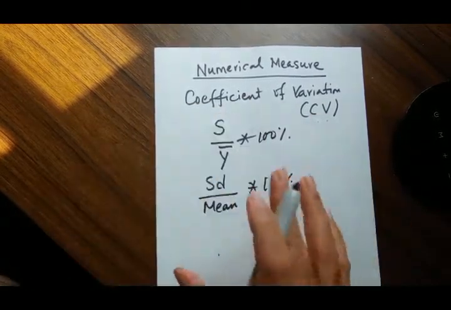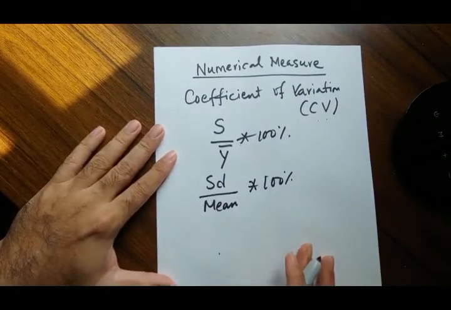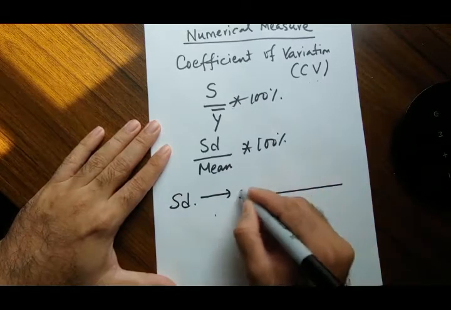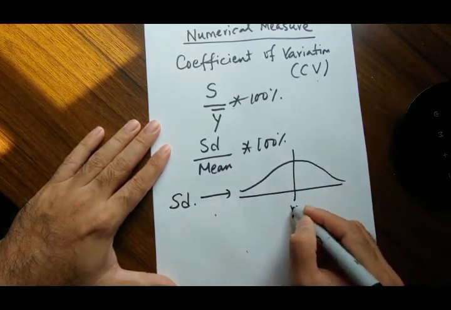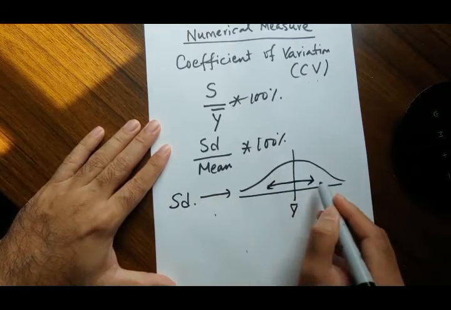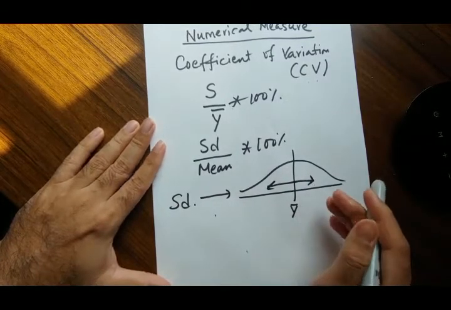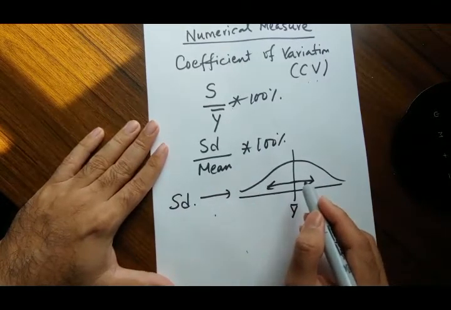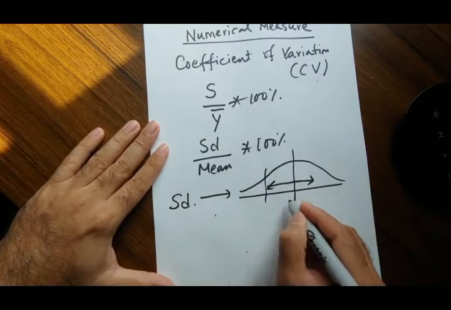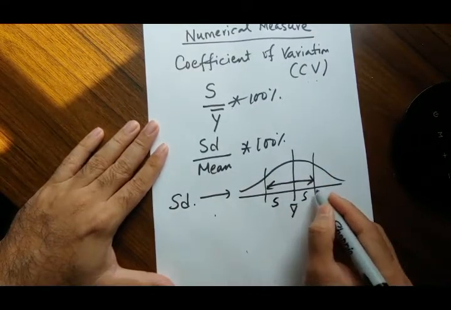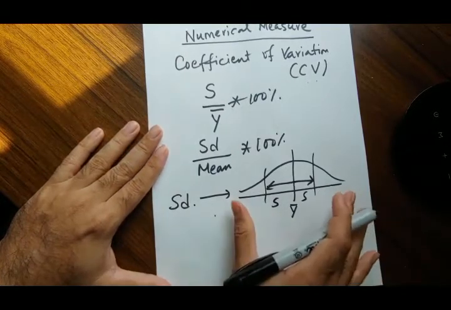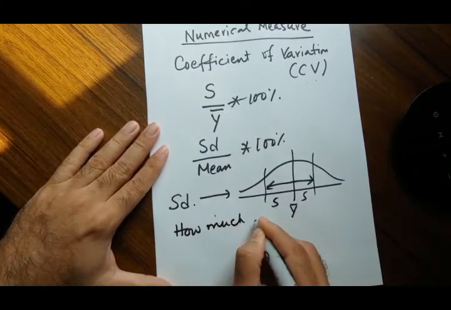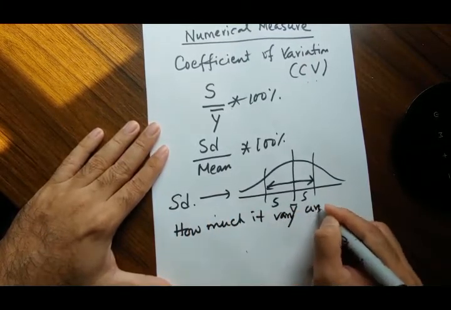Now the question is why we want to use that. To understand that, we need to understand a little bit about the standard deviation. A standard deviation is the measure of, if this is the mean at the middle, how far we go in these two directions to measure the variation, how much it varies from the mean on both sides. So this is one standard deviation distance from the mean, and in the other direction another standard deviation distance. So this is pretty much a measure of how much it varies around the mean.